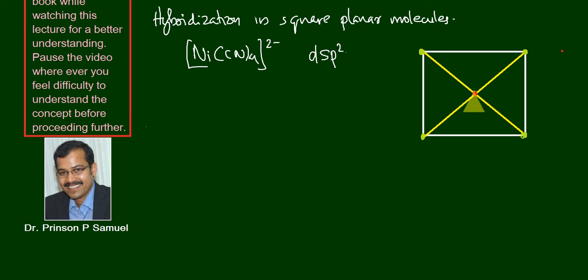Okay, it means that if you are just fixing a nail here, that will be an axis, a C4 axis.